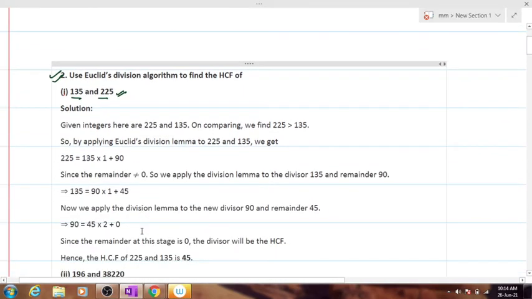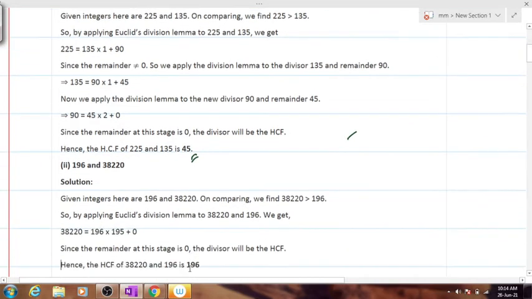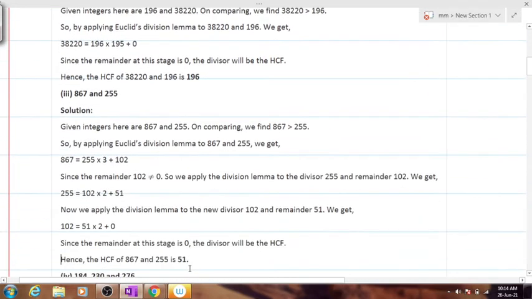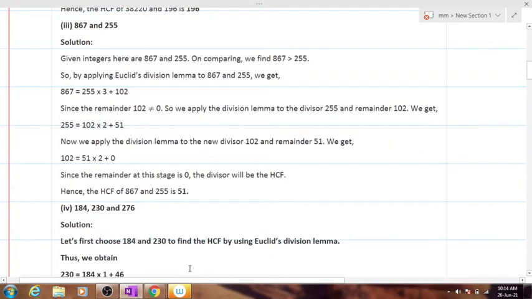45. This was the first question of your NCERT. Yes or no? We did this in the class. We will not do this one. We will try out this one now.